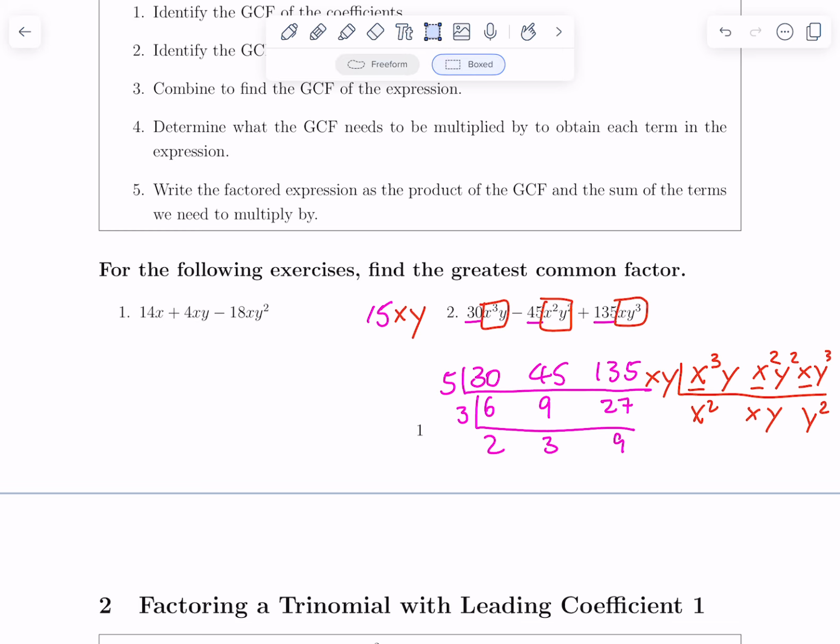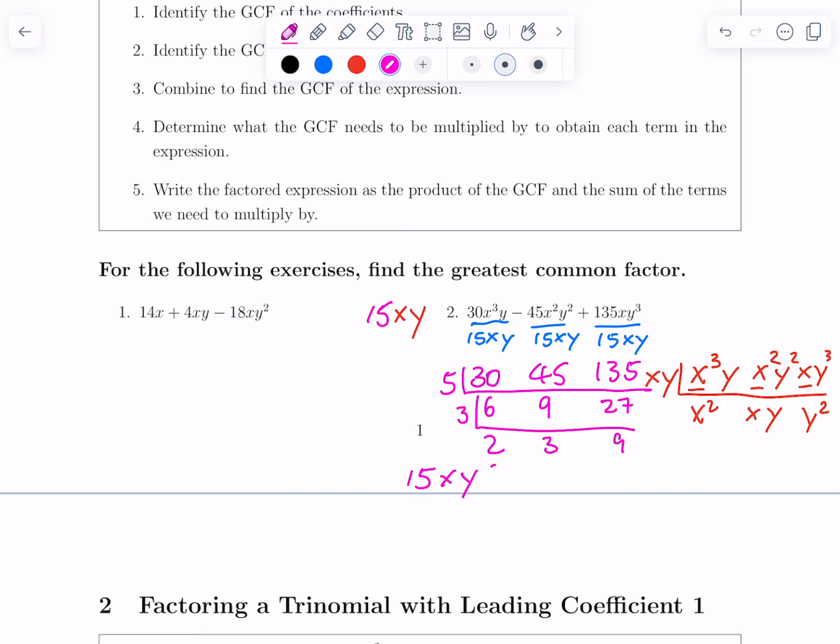And the next step is to find what I need to multiply over here. So what we can do is divide every term by 15 times xy. So in this case, let me write out the expression over here. The greatest common factor for the expression will be 15 times xy.